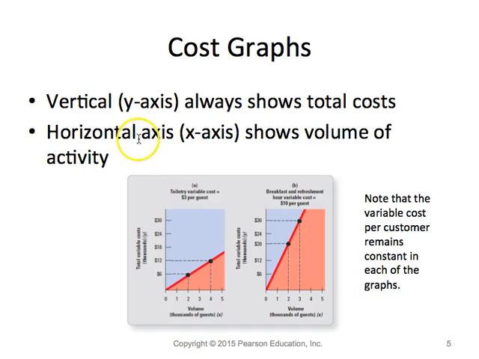The vertical y-axis always shows the total cost. Vertical is always total cost. Horizontal shows the volume of activities. It depends on what name you give to how the company has tried to categorize the cost. So this will be total cost of something, and this is volume. Here it is thousands of guests.